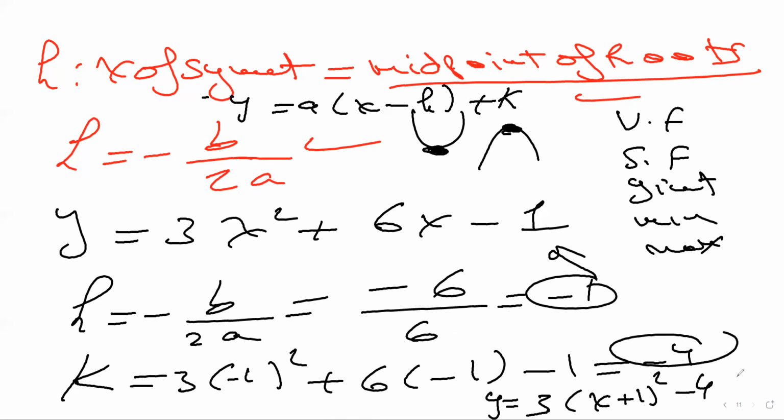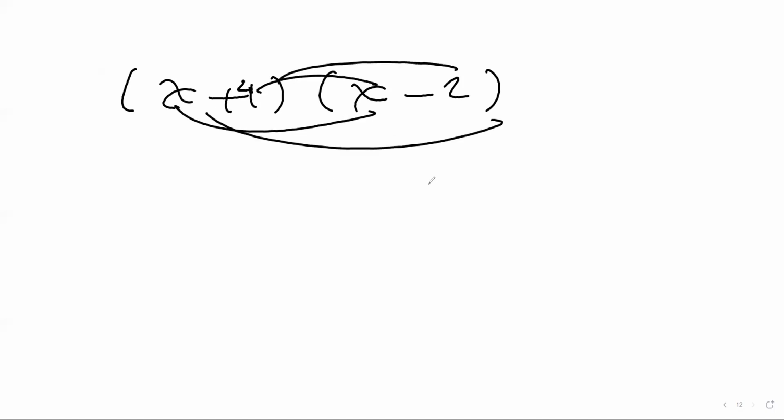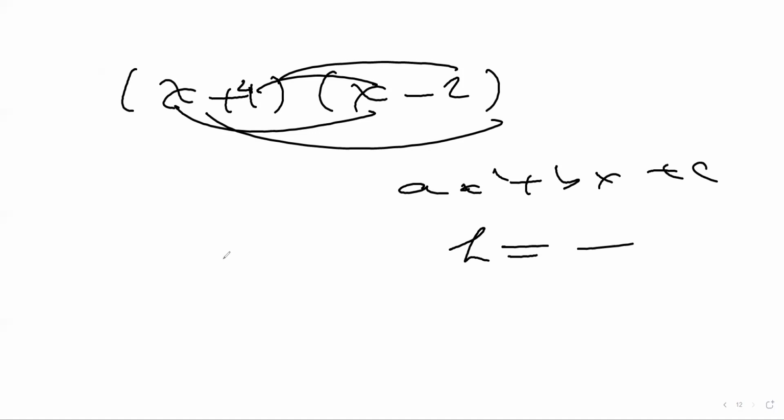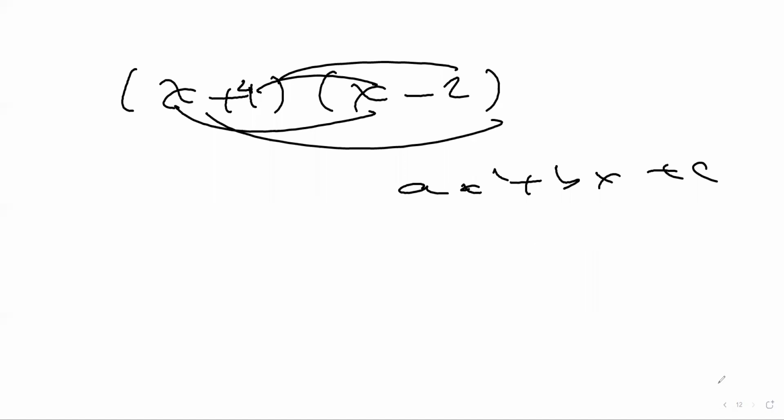Guys, if we have a quadratic like this one, my advice is this. To find h, of course I can expand it: x times x, x times 2, 4 times x, 4 times 2, and so on, to arrange the equation in the form ax squared plus bx plus c. Then I can say h equals minus b over 2a, exactly as I did in the previous slide. But there is no need for this drama.